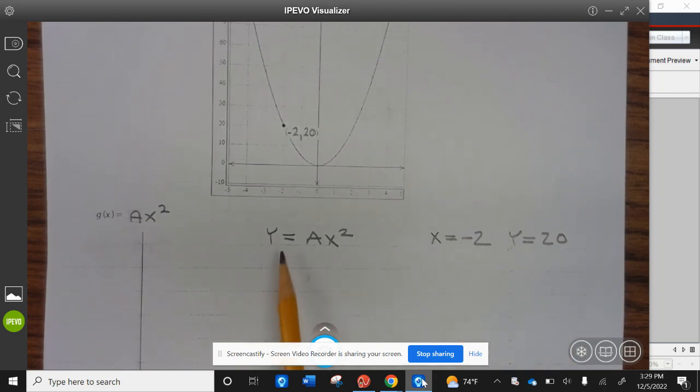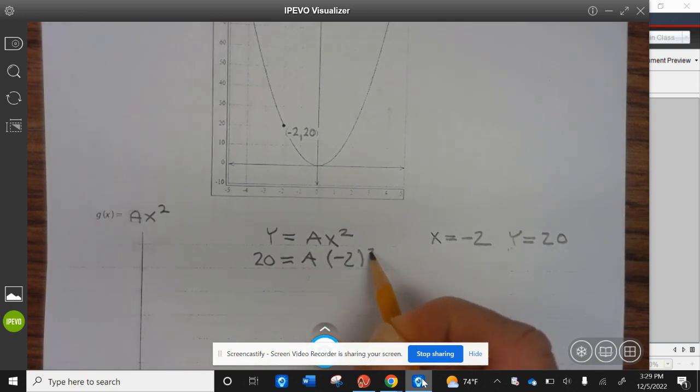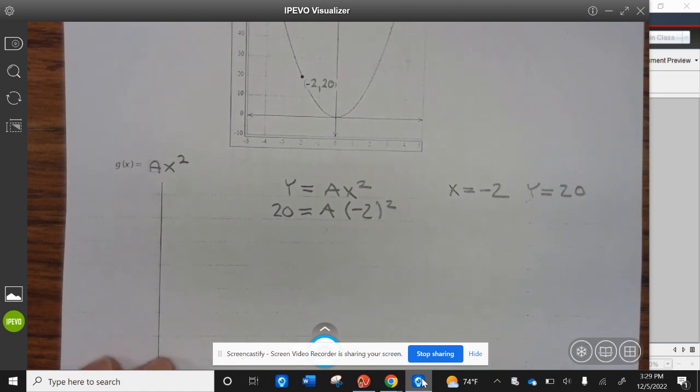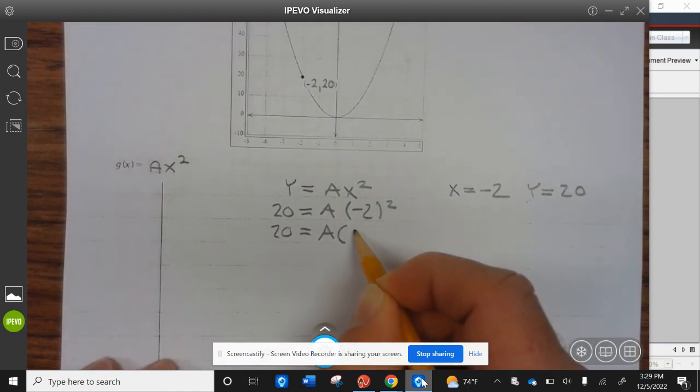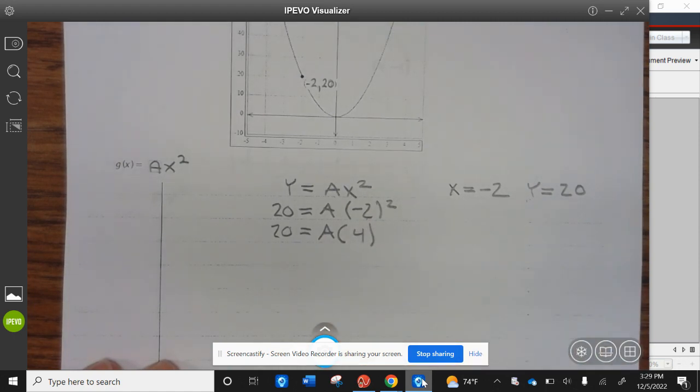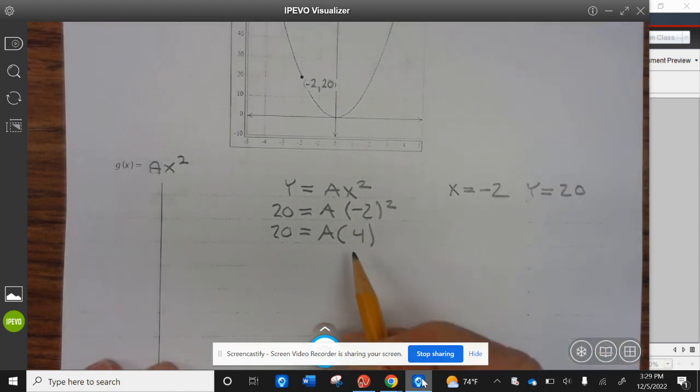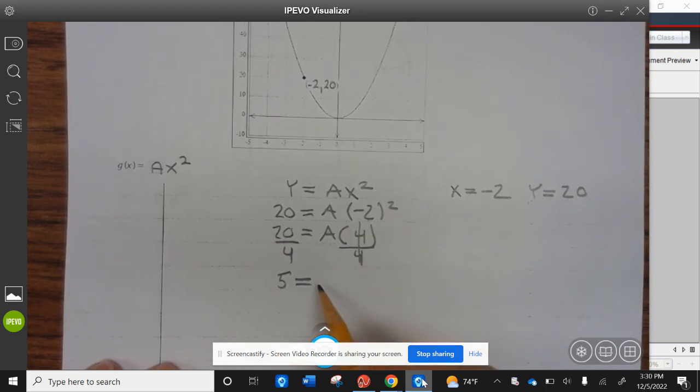Now, we're going to substitute these values in here and solve for a. So that's 20 equals a, parentheses. Whenever you square a number, put in parentheses, negative 2 squared. So then that's 20 equals a times negative 2 squared, which is 4. We're going to solve for a, so we're going to divide both sides by 4. 20 divided by 4 is 5. That divided becomes 1, so a equals 5.